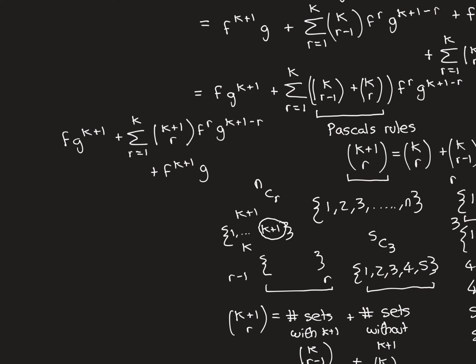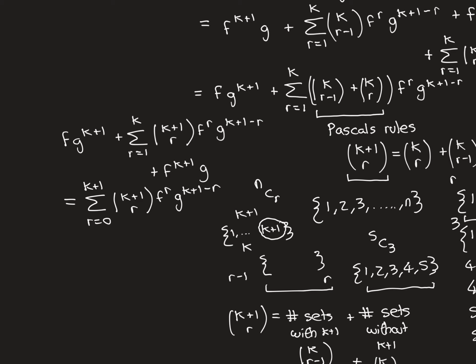So actually we can swallow these two terms into this sum by just extending the indices so that they run from r is equal to 0 to k plus 1. So this is equal to the sum from r is equal to 0 to k plus 1 of k plus 1 choose r, f differentiated r times g differentiated k plus 1 minus r times. So there we have it.